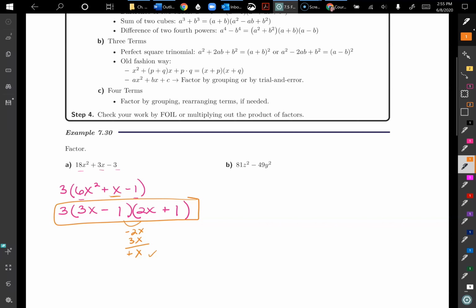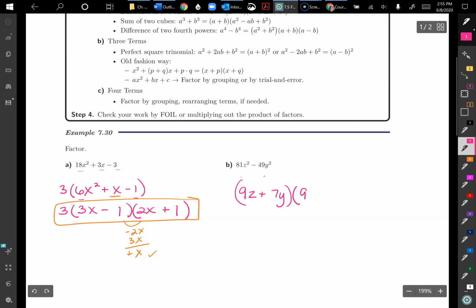Now we have part B. It looks like we have a difference of 2 squares here: 81z squared minus 49y squared. Is there anything common to either of those that I can pull out ahead of time? There is not. So I'm going to take the square root of the first, which is 9z, plus the square root of the second, which is 7y, times the square root of the first, 9z, minus the square root of the second, which is 7y.